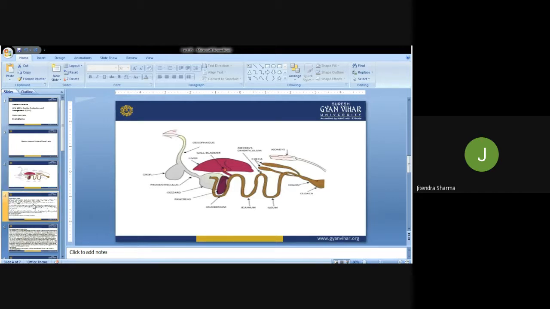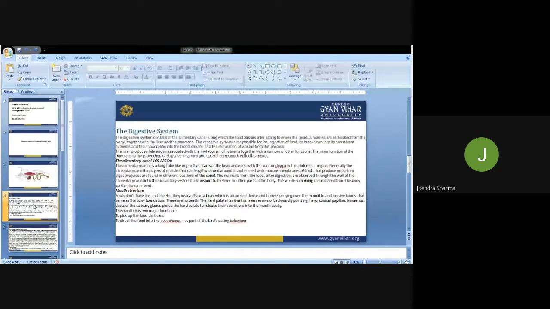So we will discuss the digestive system one by one. The digestive system consists of the alimentary canal, along which the food passes after eating, to where the residual waste is eliminated from the body. Together with the liver and pancreas, the digestive system is responsible for ingestion of food, its breakdown into constituent nutrients and their absorption into the bloodstream, and the elimination of waste from the process.